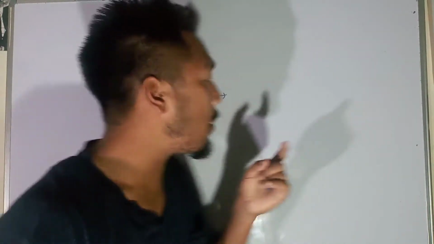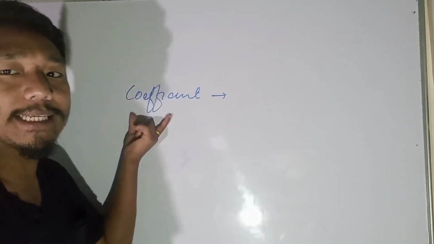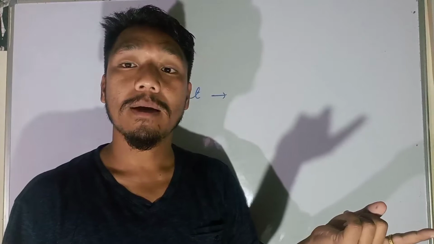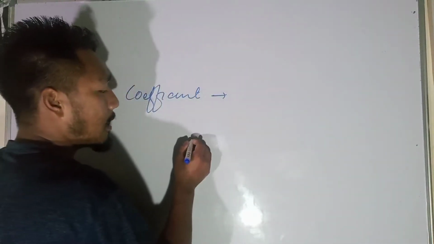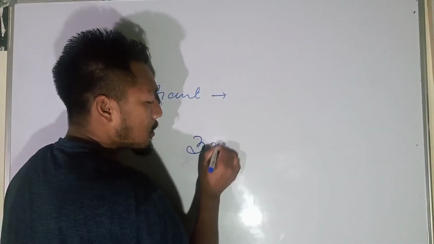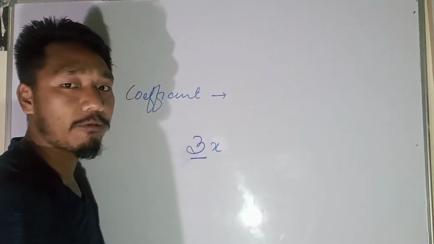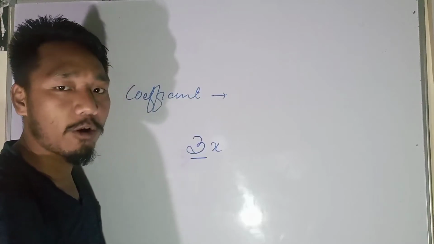Now what is a variable? Variable means the value that we don't know, the unknown values like x, y and z. We don't know the values of x, y or z, right? But we know that 1 is a constant term. So the coefficient is the numerical value that is written along with the variables. For example, if I take 3x, the coefficient of x is 3, a numerical coefficient value.